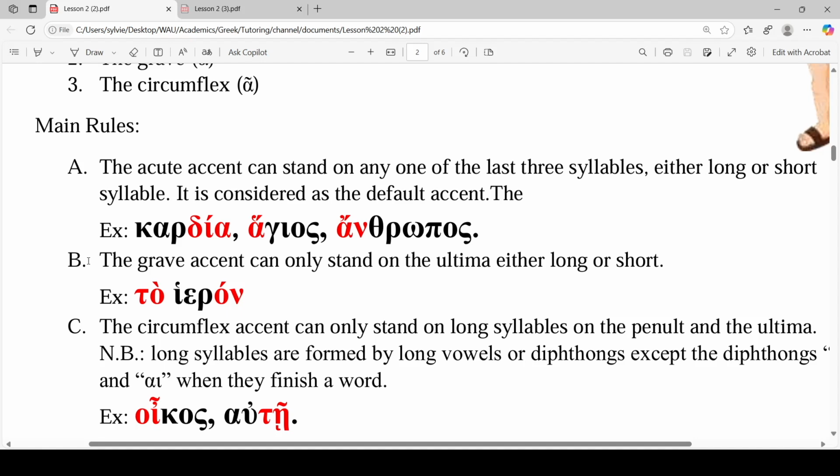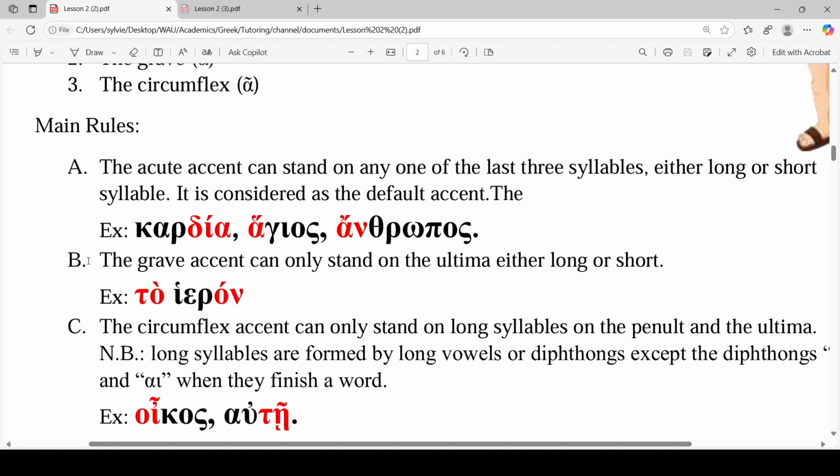Okay, and we have the second ruler. The second ruler is about the grave accent, our second accent. The grave accent can only stand on the ultima, either long or short. While the acute accent can occur over any of the last three syllables of a word, the grave accent is more restricted and can only occur on the ultima, that is the last syllable of a word. Okay, whether this last syllable is long or short.